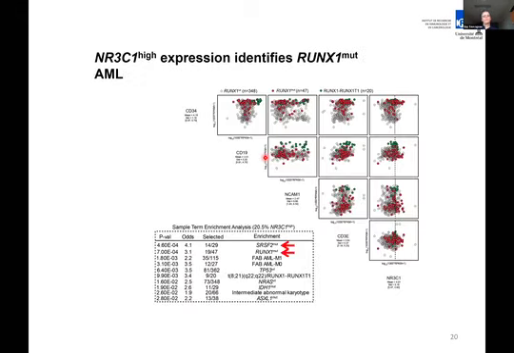Another thing that was clear, these are again data from Mystique, is that if you look at the RUNX1 mutated specimens, you will see that they express quite high levels of NR3C1. As you see in the low expressors, you have a tendency to be depleted for RUNX1 AML patients.